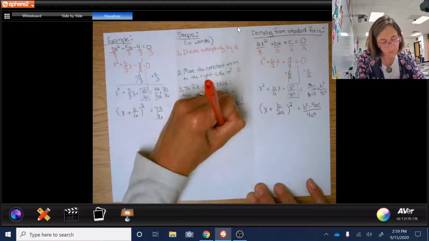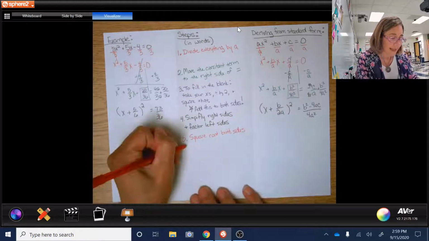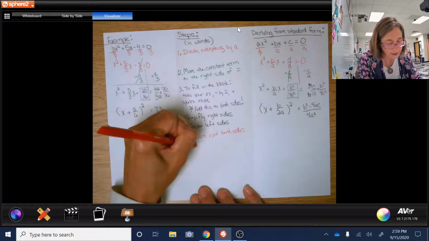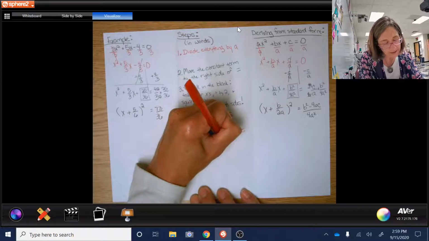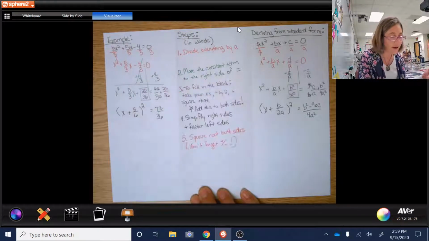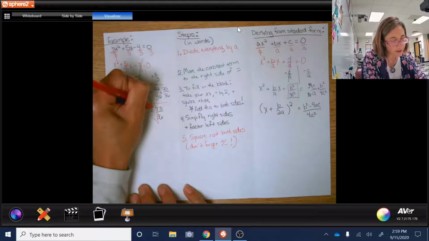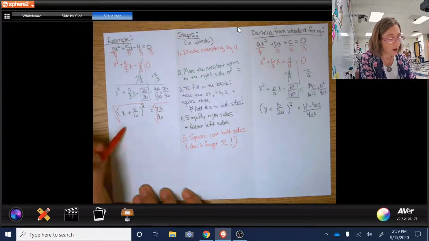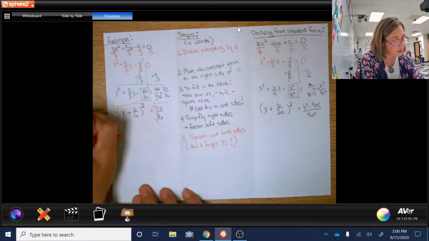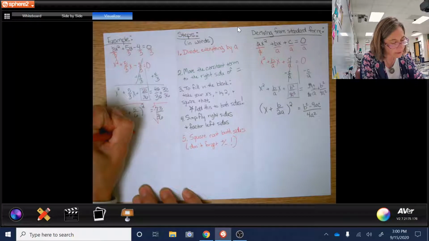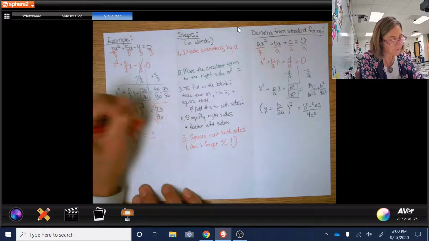Square root both sides. And I'm going to say, don't forget the plus minus sign. Don't forget the plus minus, because that's a common thing that people will forget. So I'm going to square root, and don't forget the plus minus sign. On the left side, the square rooting and the squaring make each other go away, so you have an x plus 5/6. And then on the right side, we have plus or minus.